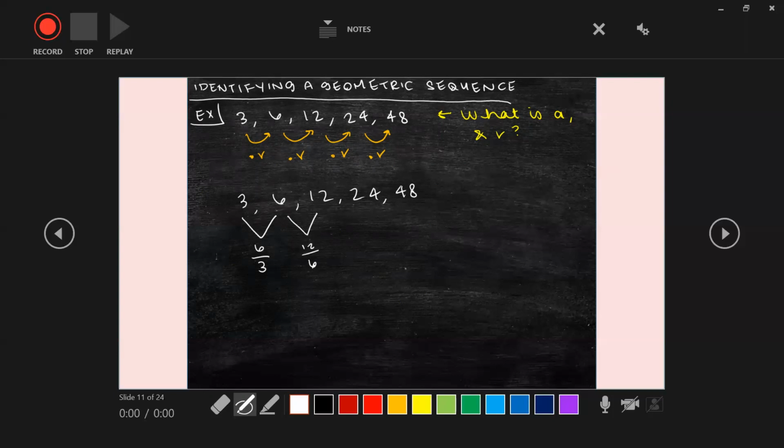Give me 2 more consecutive terms, Bills. 24 and 48. All right, we're skipping over here. So we're going to put 48 over 24. And give me the last 2 consecutive terms, Colton.